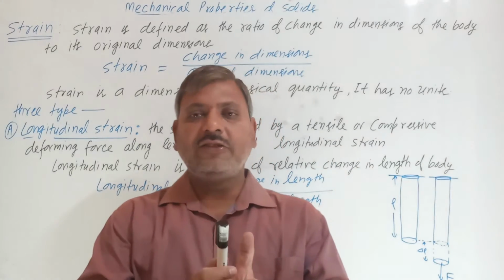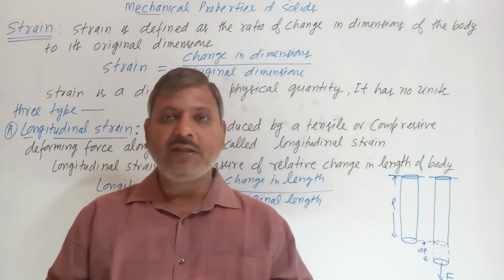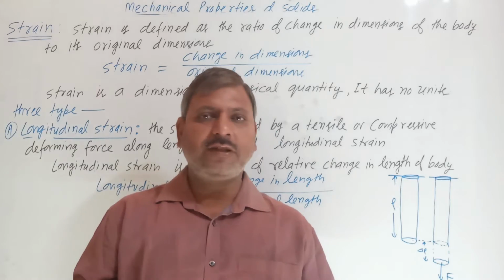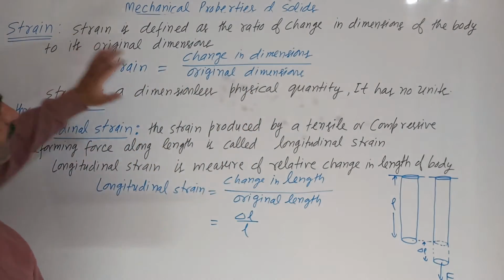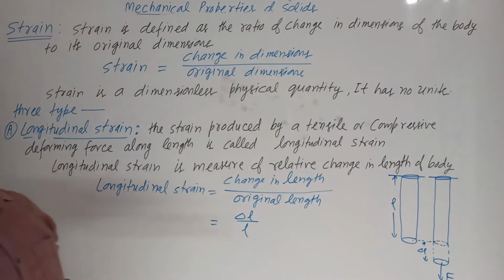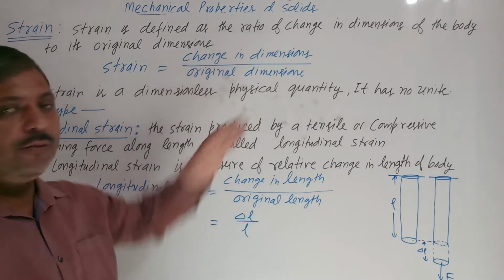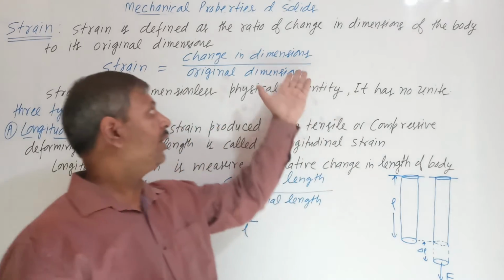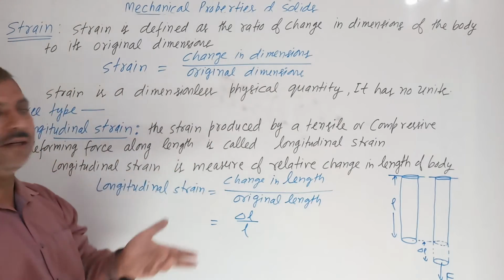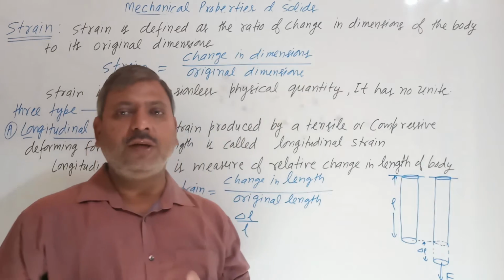Shear strain. What is strain? When a deforming force is applied, there is change in dimension. The ratio of change in dimension to original dimension is called strain. So strain is defined as the ratio of change in dimension of a body to its original dimension. One thing to note here, it is a ratio of two similar physical quantities. That's why it is dimensionless, meaning strain has no units.